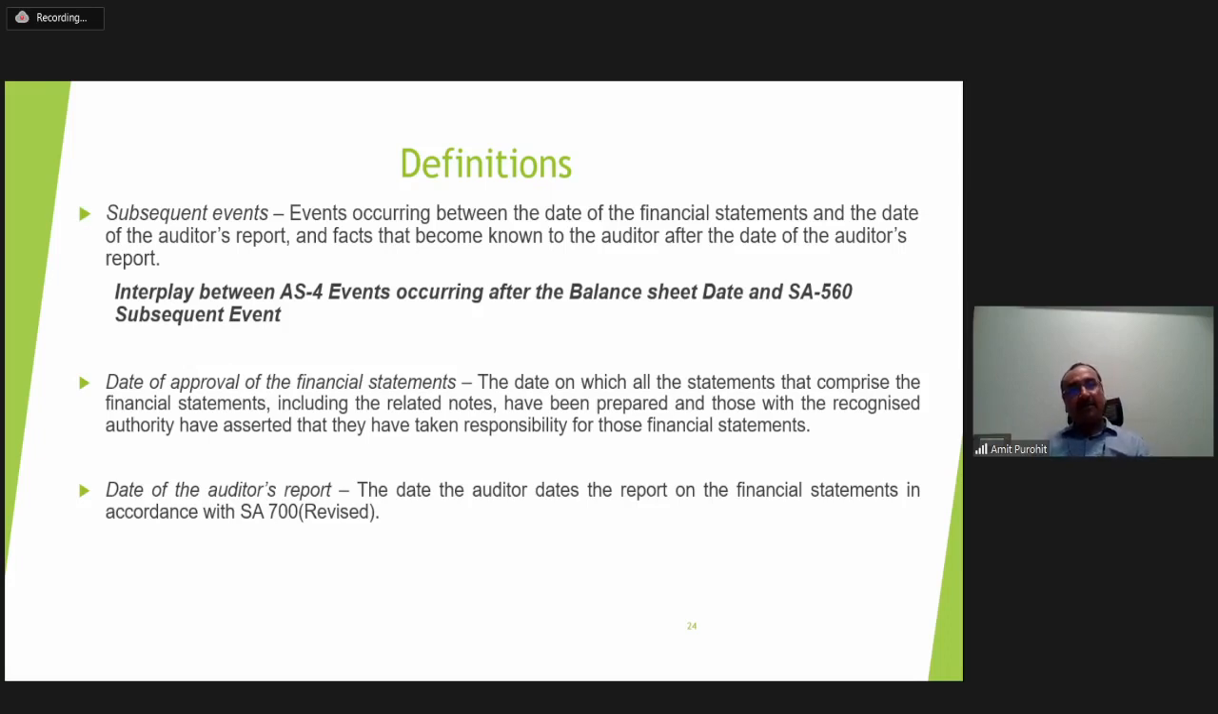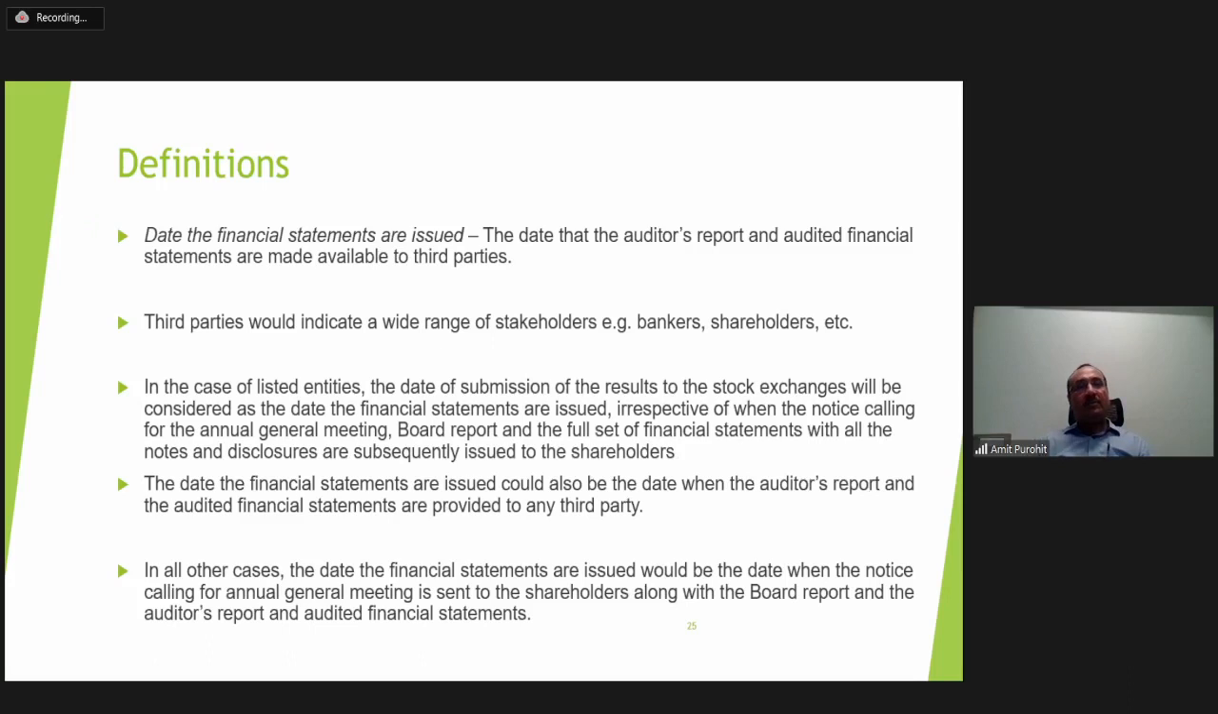What is the date of the auditor's report? The date of the auditor's report is the date which he puts on the audit report, the date on which he has completed the audit. Now, what is the meaning of the date the financial statements are issued? And this is very important, friends. So far under AS 4, we know the date on which the financial statements are approved is the board meeting where they are approved before they are sent to the members at the AGM. Now, under this standard, the date the financial statements are issued means the date that the auditor's report and the audited financial statements are made available to third parties. It means it goes to the public domain.